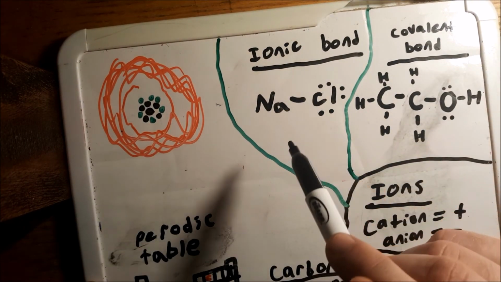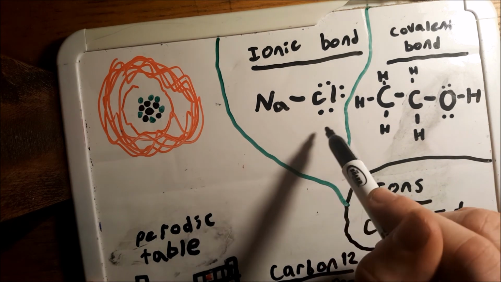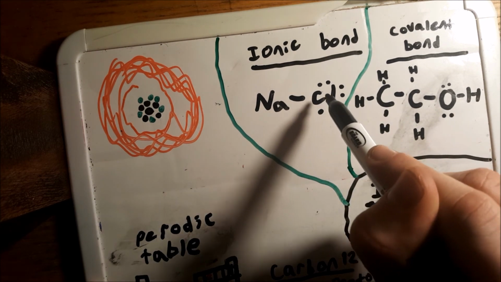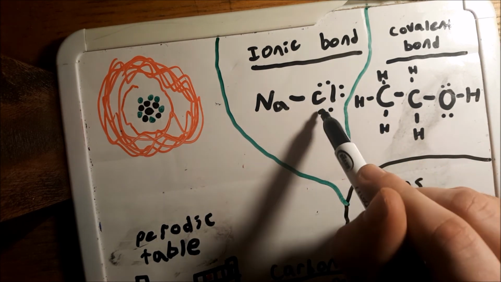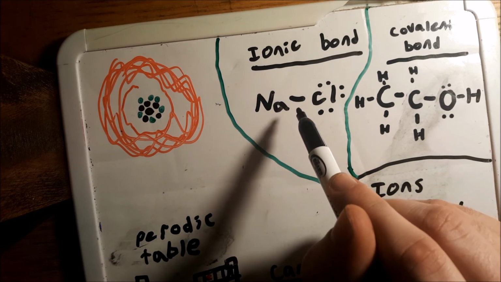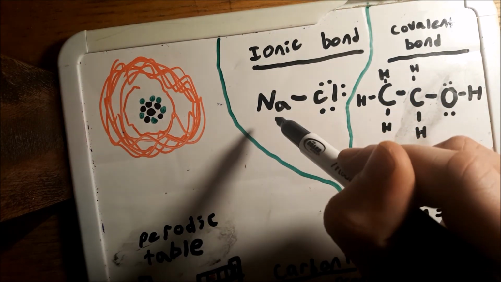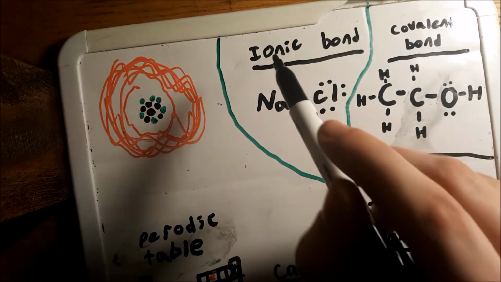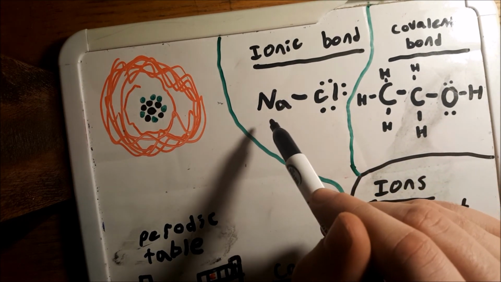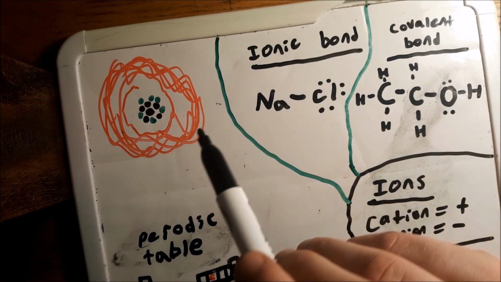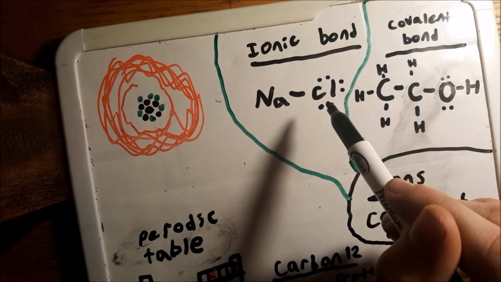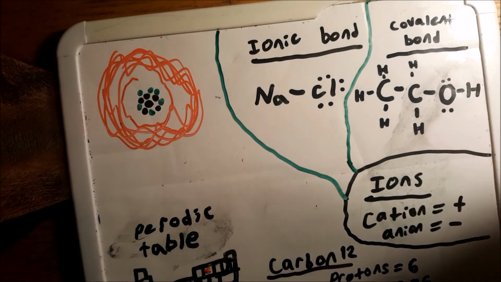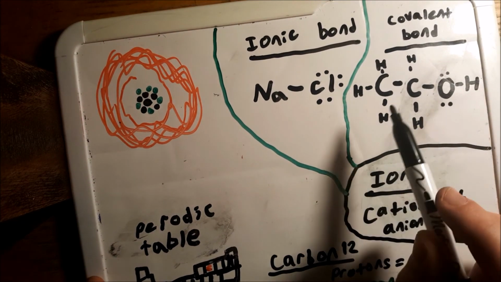Okay, 2 types of bonds: ionic bond and covalent bond. An ionic bond, like between sodium and chlorine, sodium chloride, or table salt. An ionic bond is a bond where one element rips an electron from another element and forms a bond between them. Basically, this chlorine has stolen an electron from the sodium. And now the sodium has a plus charge because it doesn't have as many electrons as it does protons. It has more protons, and the chlorine has a negative charge because it has more electrons than it has protons.